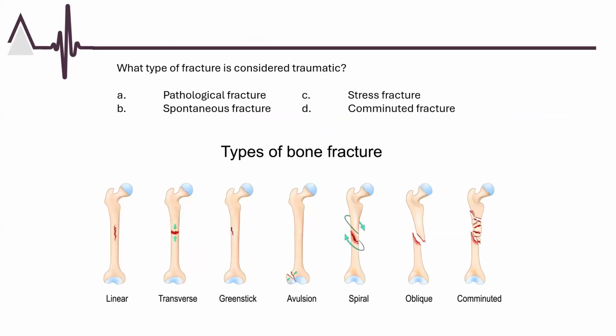What type of fracture is considered traumatic? A, pathological fracture; B, spontaneous fracture; C, stress fracture; or D, comminuted fracture. Traumatic fractures are a result of a traumatic event, occurrence, or even extreme force, like a motor vehicle accident or a fall greater than a height of standing. Traumatic fractures will always be coded to Chapter 19 of the tabular list.